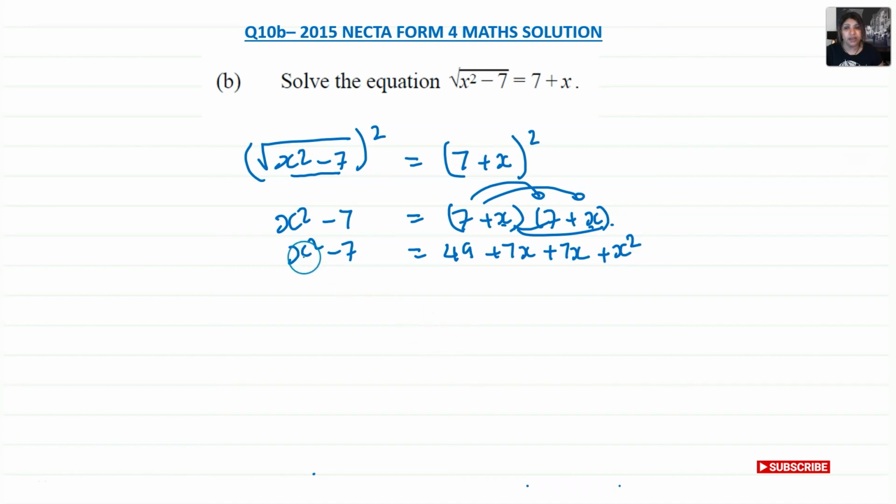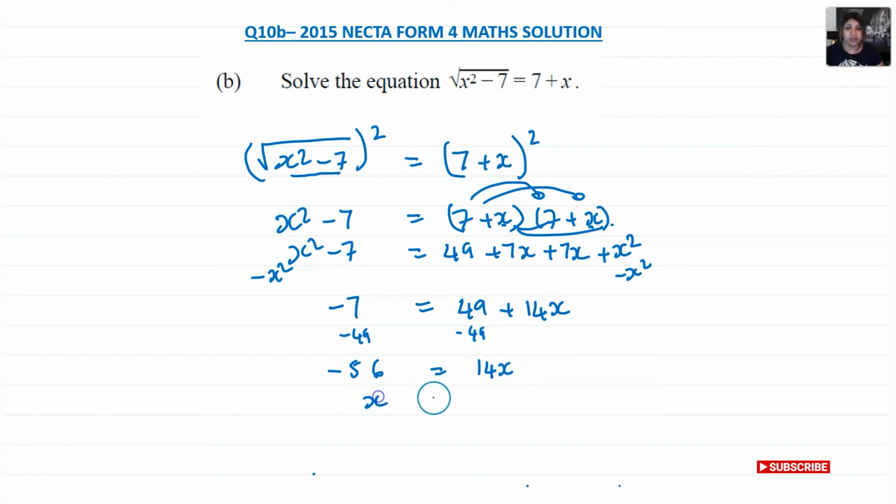Now I can see I have positive x squared here and positive x squared here. I'm going to subtract x squared from both sides. This means I'll end up with negative 7 equals 49 plus 7x plus 7x, which is 14x. Now I'm going to get rid of this 49. Take away 49 from both sides, so this will be negative 56 equals, and this will now be 0, since 49 take away 49 equals 0, plus 14x.